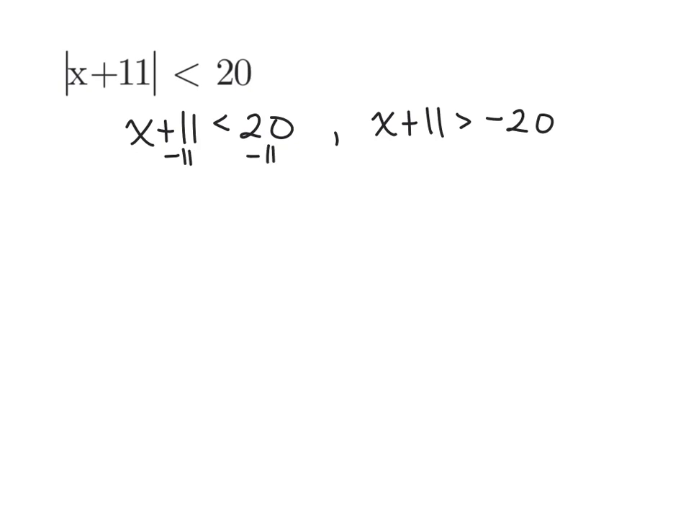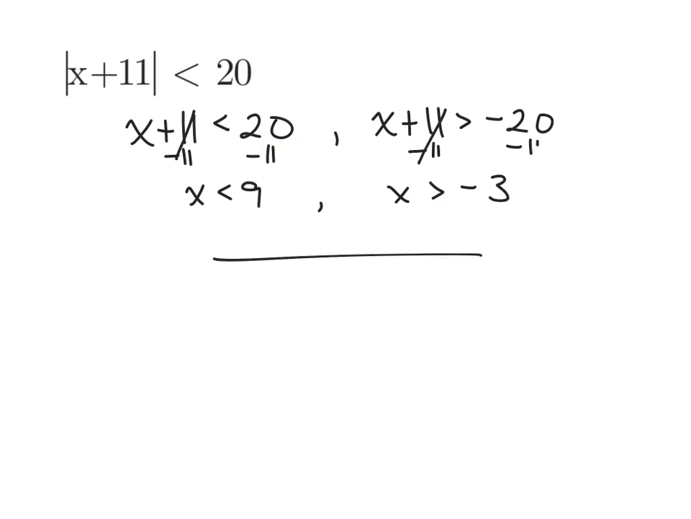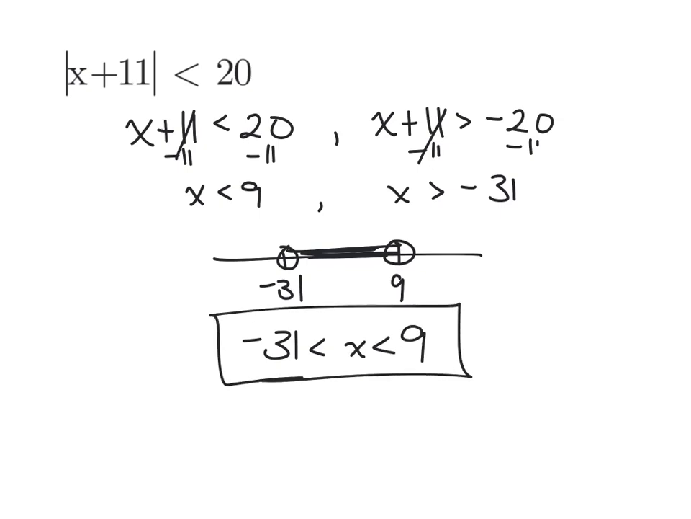I'm going to subtract 11 from both sides. Over here, I'm going to subtract 11 from both sides. x is less than 9. And over here, x is greater than negative 31. Then use your graph to help you out. So I have x is less than 9 and greater than negative 31. That's what our inequality looks like, so we should write it as an intersection like that. If you wanted to use interval notation, since it can't equal either endpoint, we would just use parentheses.